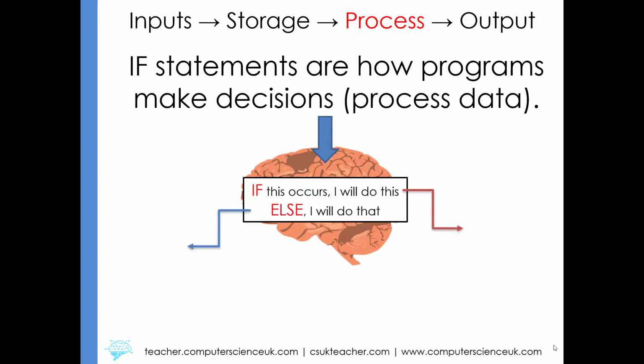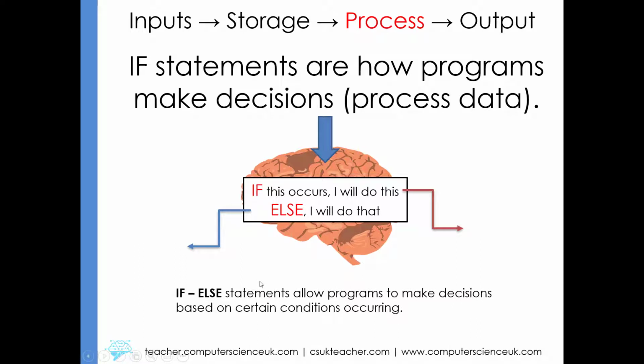Now, when it comes to decision making, if statements are how programs make decisions. They work by having a condition that they check. So if a condition occurs, so if something is true, then it's going to run a few lines of code. Else, which means if that condition isn't true, it's going to run some other lines of code. So if-else statements allow programs to make decisions based on certain conditions occurring.